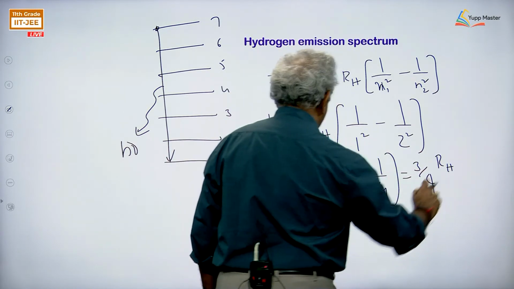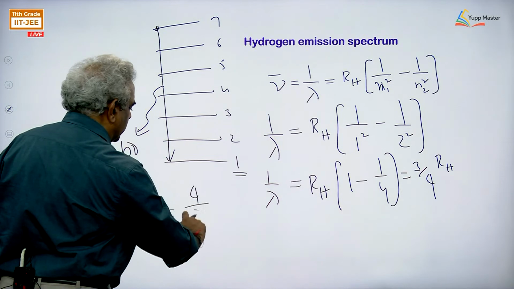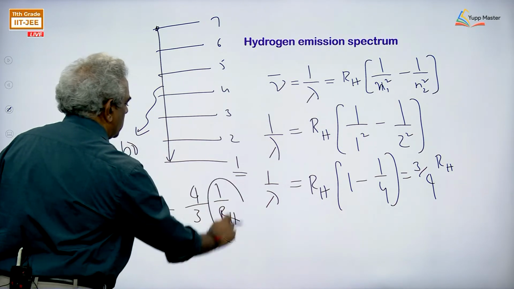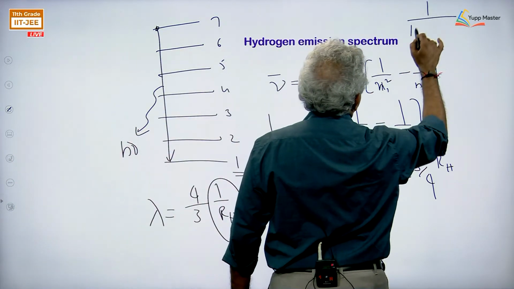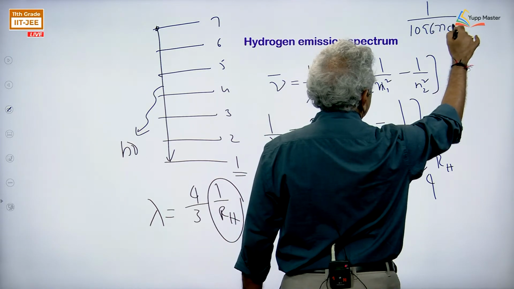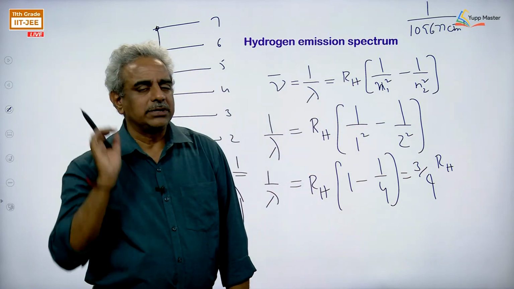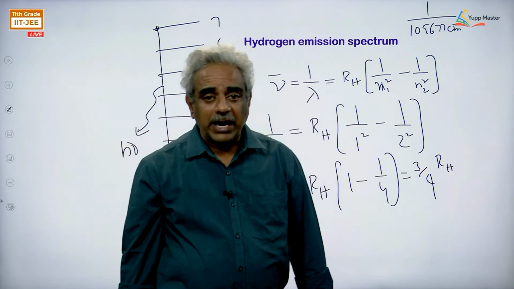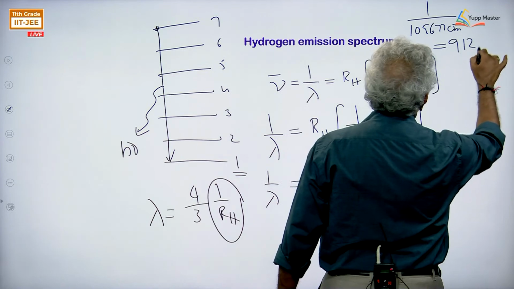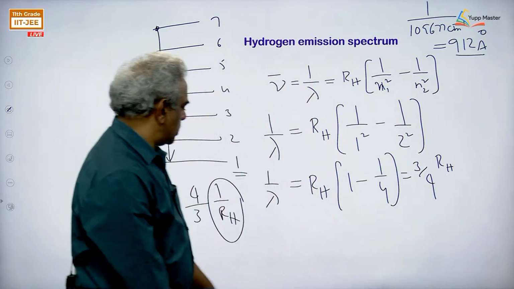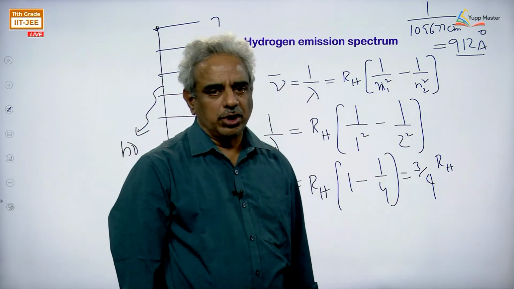But what is this 1/λ? So, what will λ be then? 4/3 into 1/RH. My dear students, 1/RH means what? 1/109677 centimeter inverse. You will get some small value in centimeters. If you multiply that with 10 to the power of 8, you will get it in angstrom units. This value will be 912 angstroms. So, the reciprocal of RH you can always take as 912 angstroms.